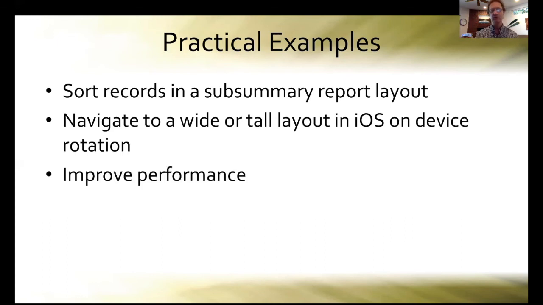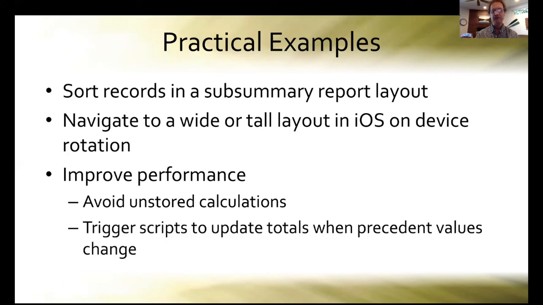You can also use script triggers to improve performance of your database by trying to avoid as much as possible using unstored calculations and instead trigger scripts to update your totals fields when the precedent values that contribute to those totals change. Now that involves a pretty serious strategy on your part to try to avoid unstored calculations, but you can really speed up a database by doing so. Unstored calculations are one of the slowest aspects or components of FileMaker, and so we want to try to be very careful about using them too much.